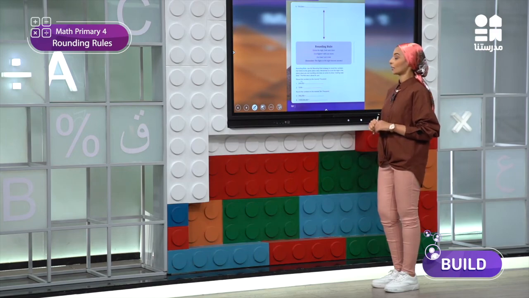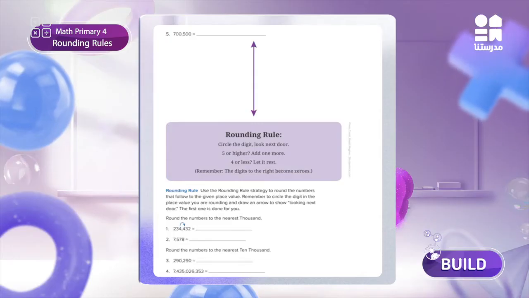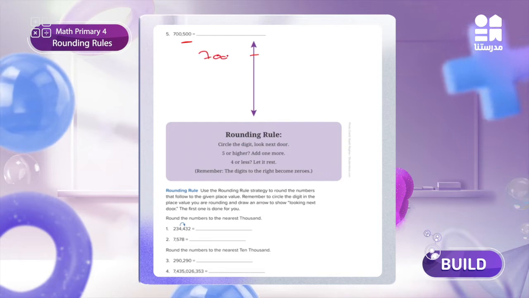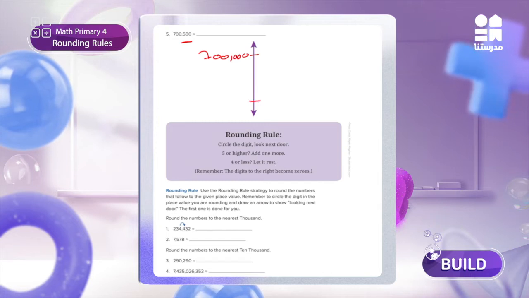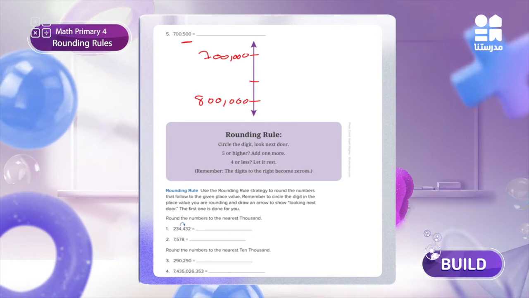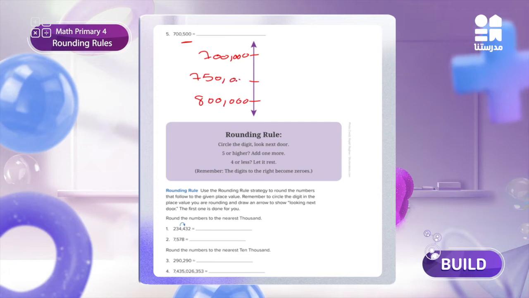So let's see what I'm saying. What does he want me to round? 700,500. Right? What should I do? I will write my two numbers: 700,000 and 800,000. Okay, who can tell me the midpoint between 700,000 and 800,000? What will I find? 750,000.